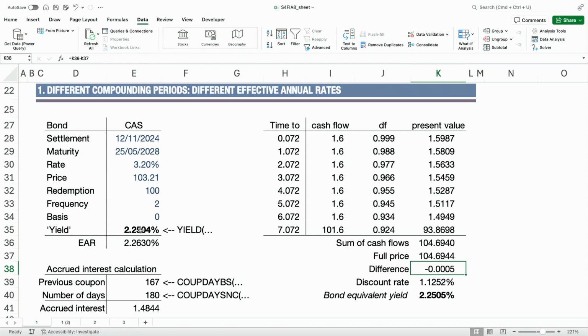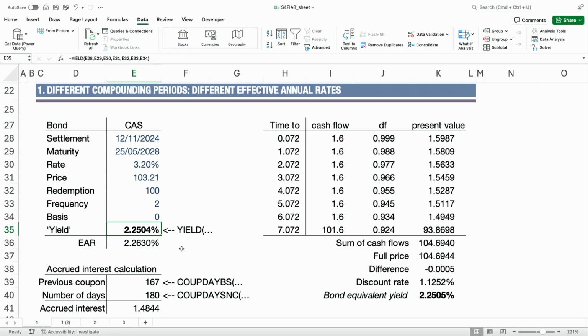What we get by using Excel's formula is 2.2504, which is 1.1252% doubled. This is the convention for expressing bond yields, and is called bond basis yield or bond equivalent basis.